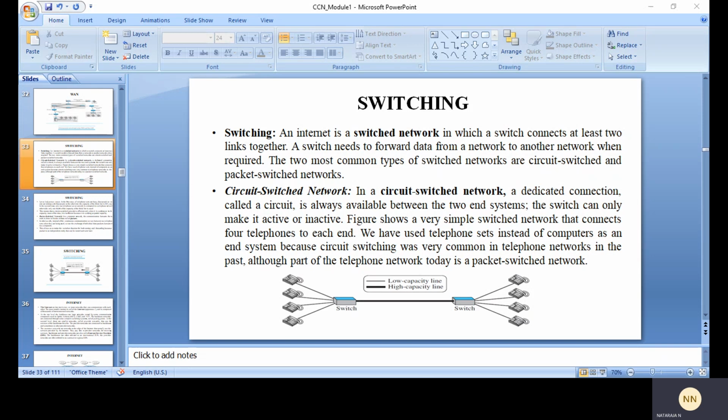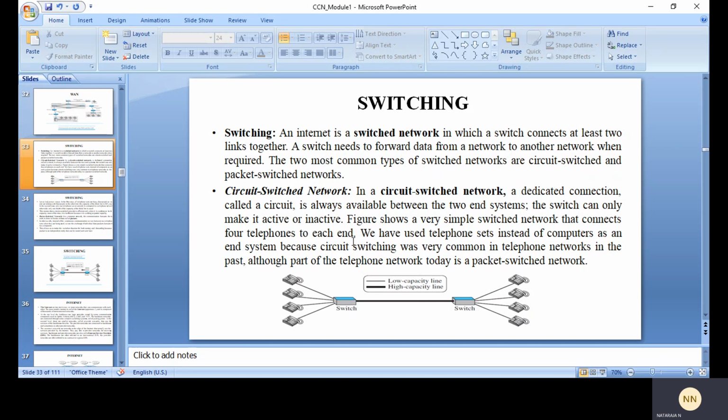Okay, the first one is the circuit switched network. In a circuit switched network, a dedicated connection called a circuit is always available between the two end systems. The switch can only make it active or inactive. By making use of the switch, we can activate or deactivate it.